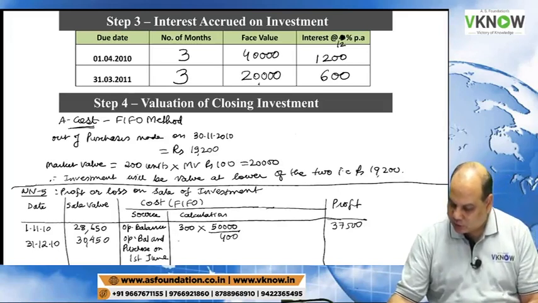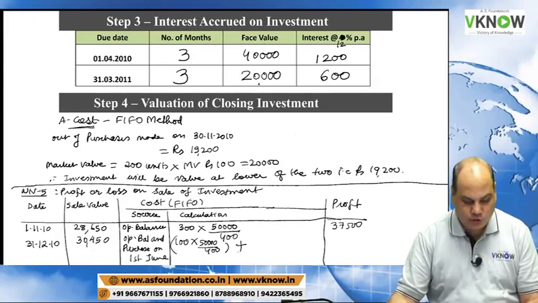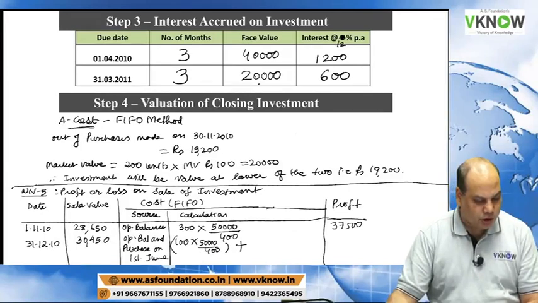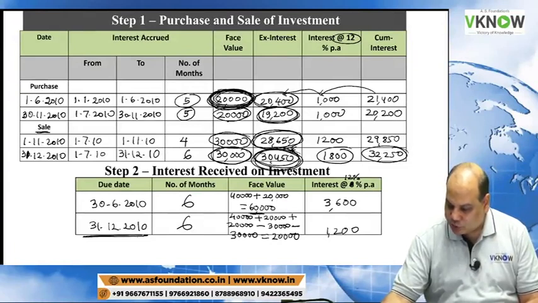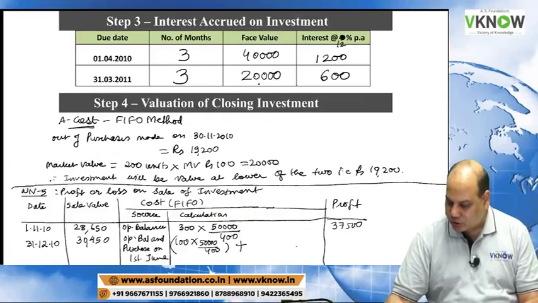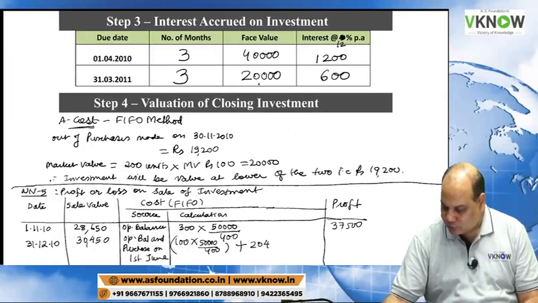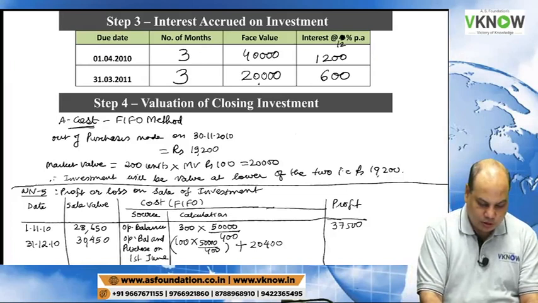Opening balance 100 quantities left, 100 into 50,000 divided by 400. This is opening. And purchased on 1st June is total 200 quantity on the screen. 1st June total 200 quantity has been sold whose cost is 20,400 rupees. Can you see 20,400 rupees here? Opening lot 100.